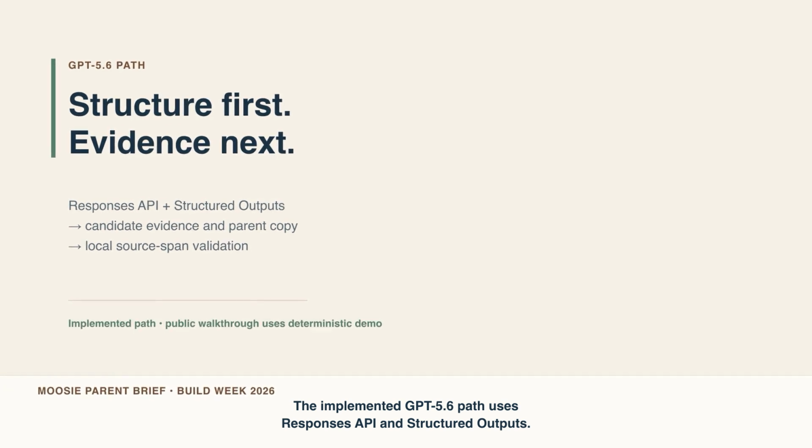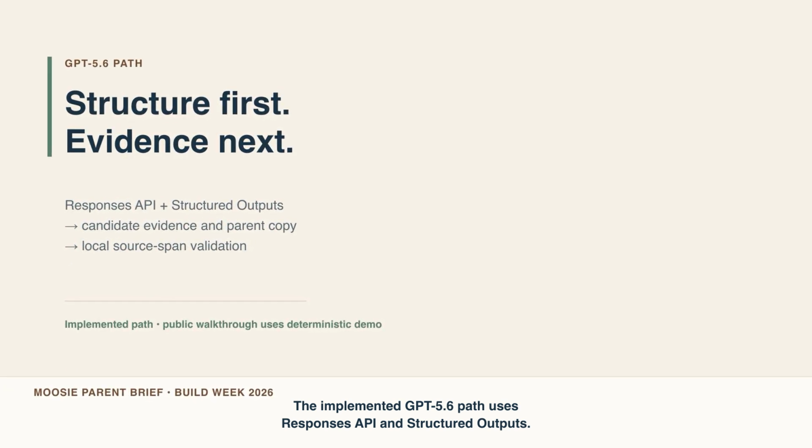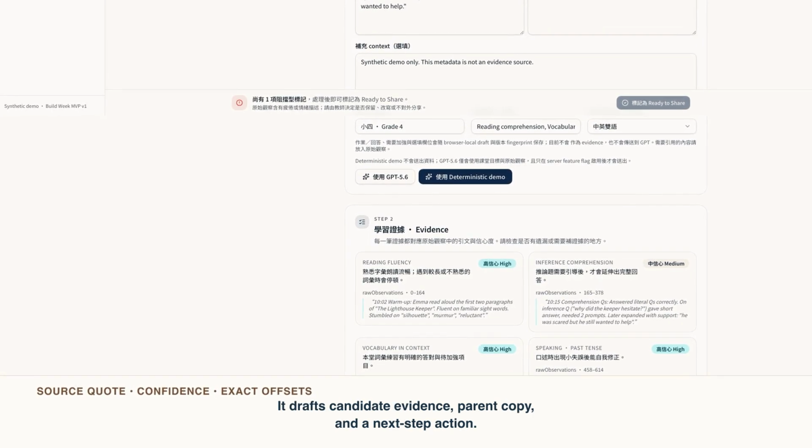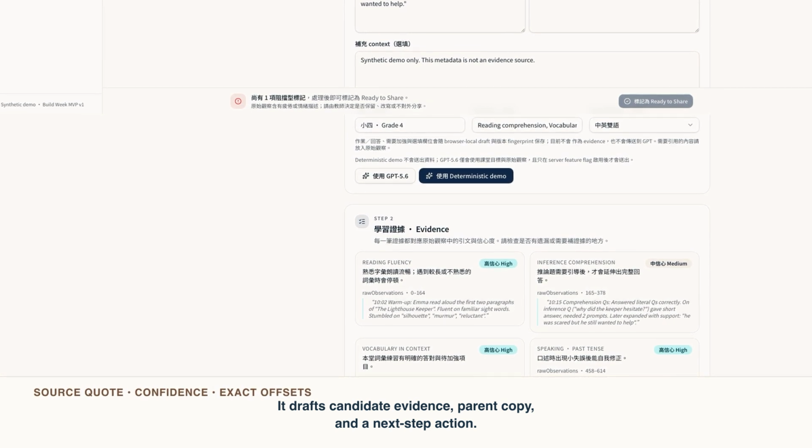Moosie's implemented GPT-5.6 path uses the Responses API and structured outputs to draft candidate evidence, parent copy, and a next step action. Local validation then checks every factual claim against its exact zero-based and exclusive source span before the teacher sees the draft. This public walkthrough shows the labeled deterministic demo. Successful live GPT generation is not verified here.